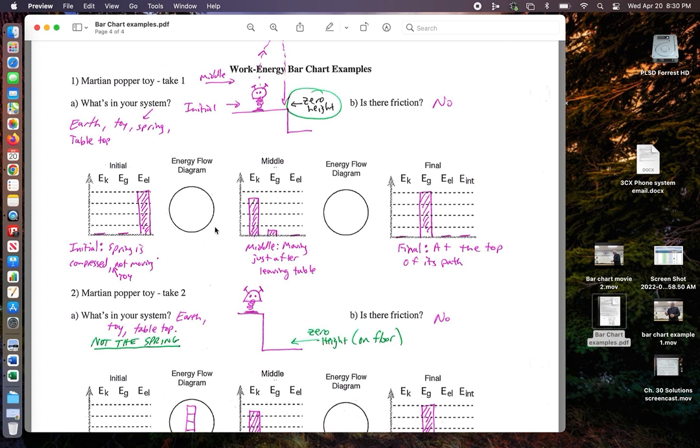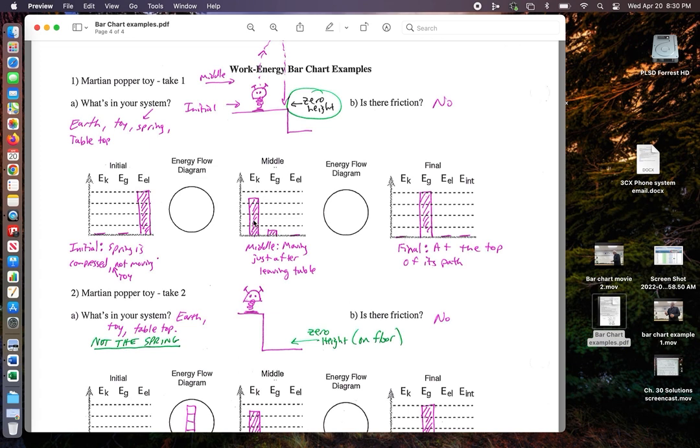If we don't have any energy flow into or out of the system, in other words, if I didn't apply a force or if something didn't get pushed out of the system, then we don't have energy flowing in or out. So if I have 4 bars here that I start with, I need to have 4 total bars here. And then finally, I need to have 4 total bars there. Okay?